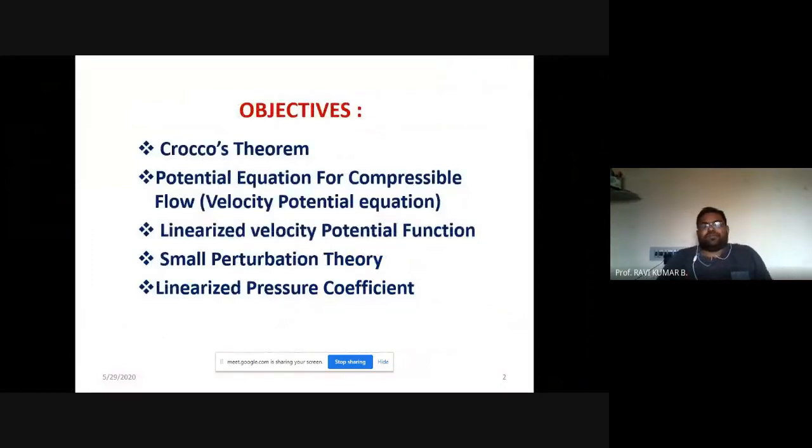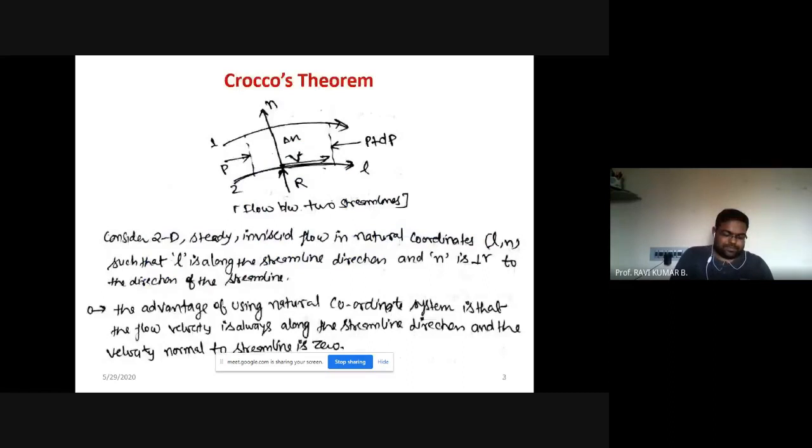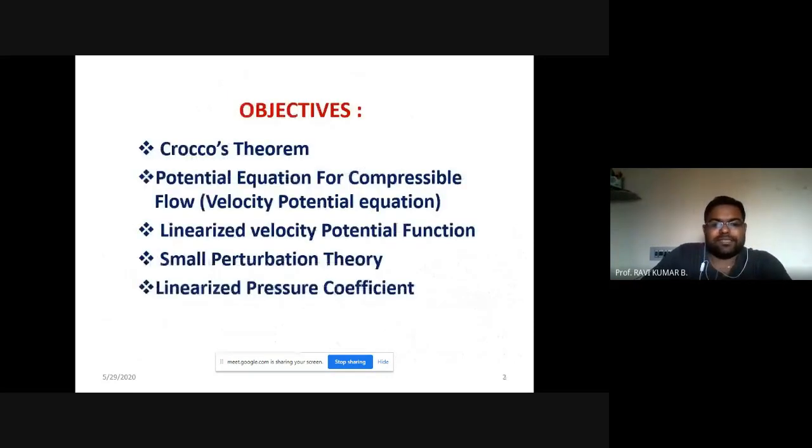First is Crocco's theorem. I gave you an introduction about Crocco's number in isentropic flow. So Crocco's theorem, then followed by the potential equation for compressible flow, then linearized velocity potential function, then we'll go for small perturbation theory, because when we are solving the three-dimensional flow, it will be a nonlinear equation. To solve the nonlinear equation, we have to make some assumptions. So we will use the assumption of small perturbation theory in that case. That is known as small perturbation theory. Then we'll see the linearized pressure coefficient for both the cases, subsonic and supersonic flow conditions.